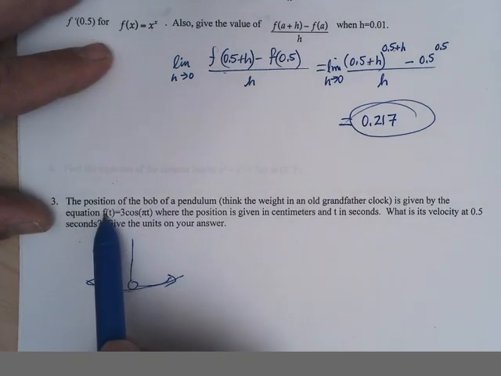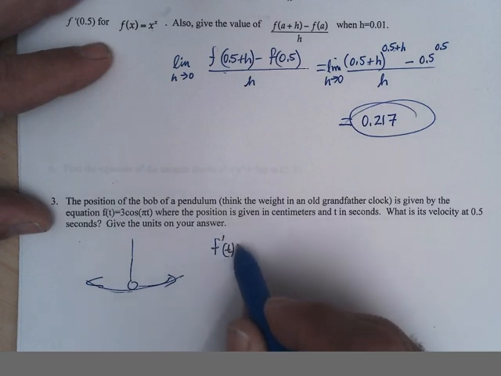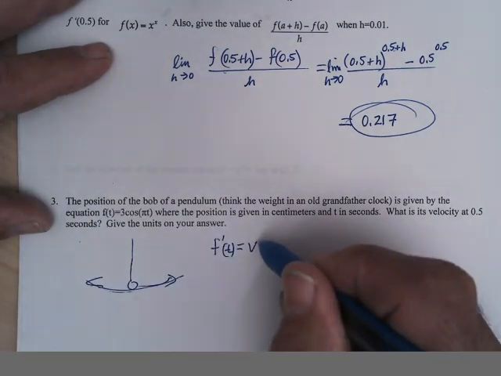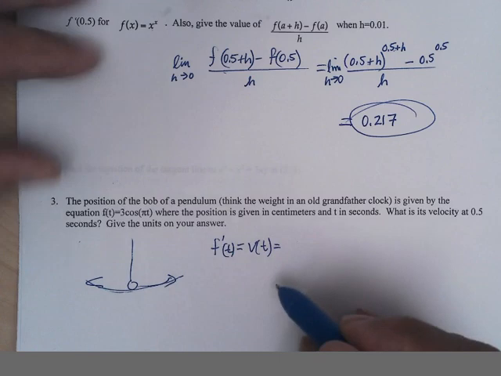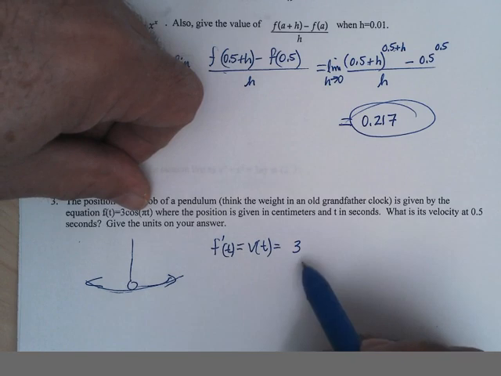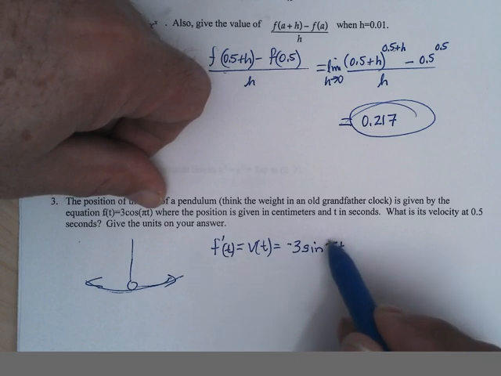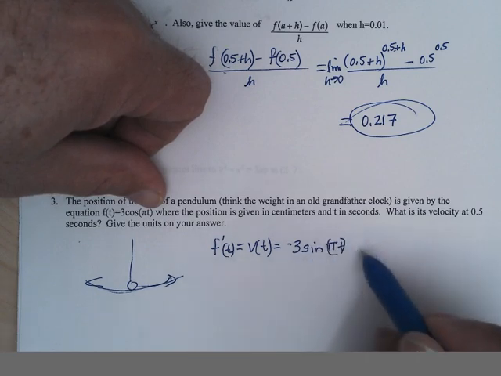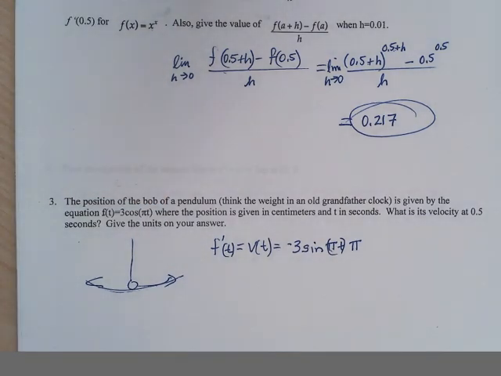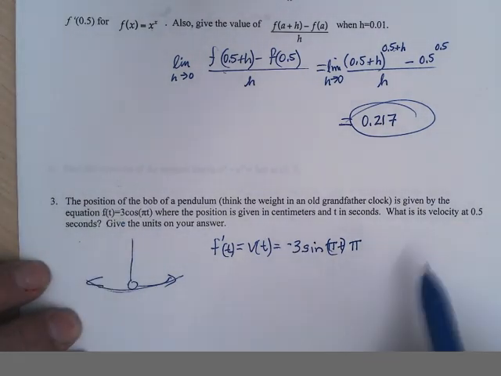Well, this is time, this is the position, and the derivative of the position is the velocity, because this is s, and the derivative of distance is the velocity. So 3 stays. The cosine's derivative is negative sine of what's in there times the derivative of that, which is pi. Derivative of the inside, so we have the chain rule involved here a little bit. The constant hangs around because it's multiplied.